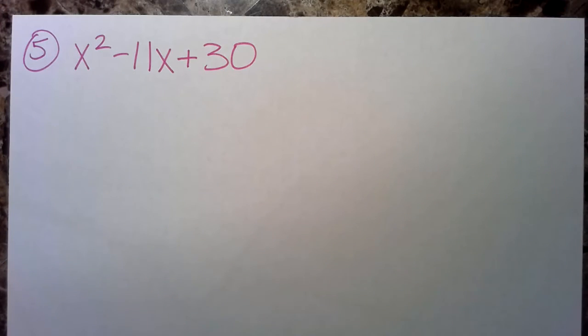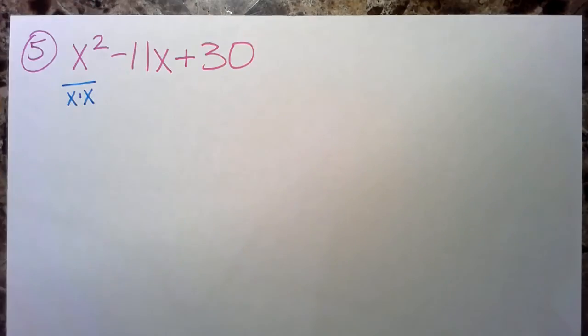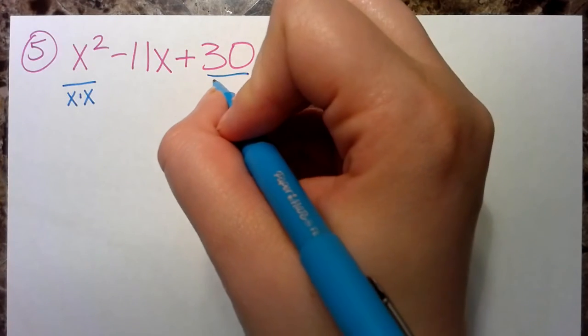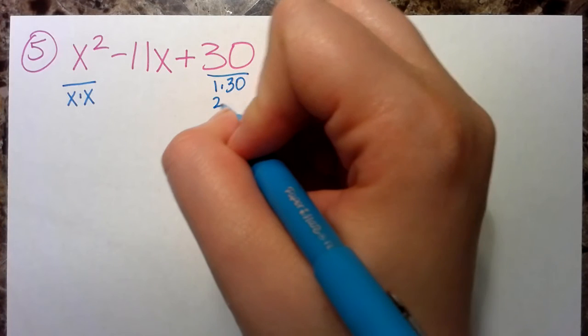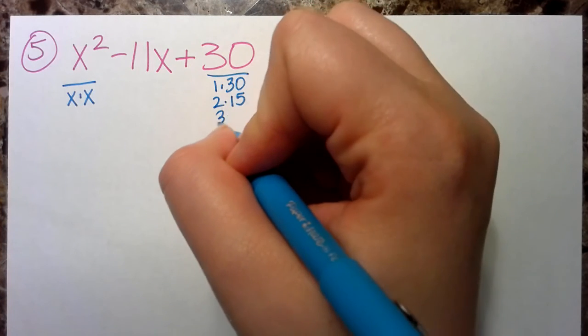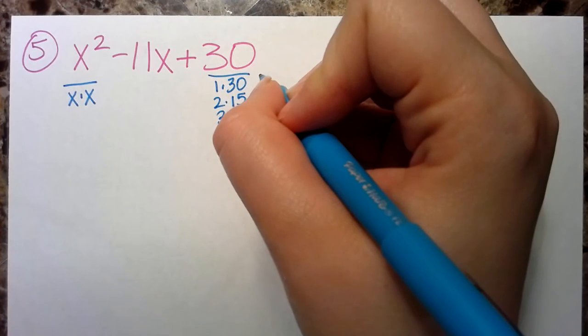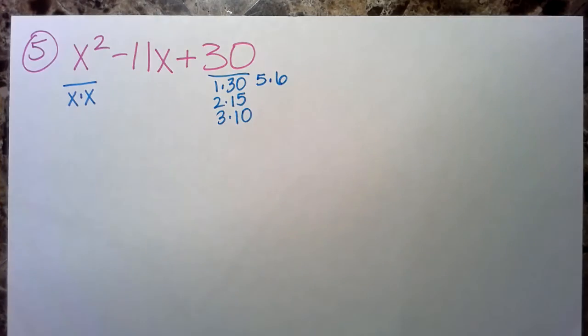My last example is going to be x squared minus 11x plus 30. So I'm going to find my factors of x squared, which is x times x. I'm going to now find my factors of 30. So that's 1 and 30, 2 and 15, 3 and 10, and 5 and 6.